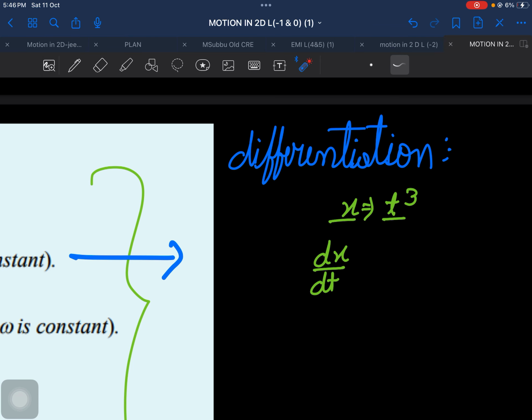All right students, so let me tell you what this d by dt tells you. This d by dt, or this d by dx, anything can be there, right?